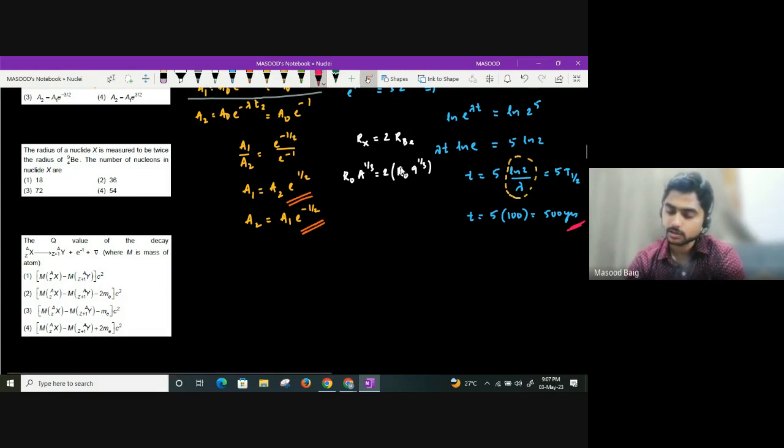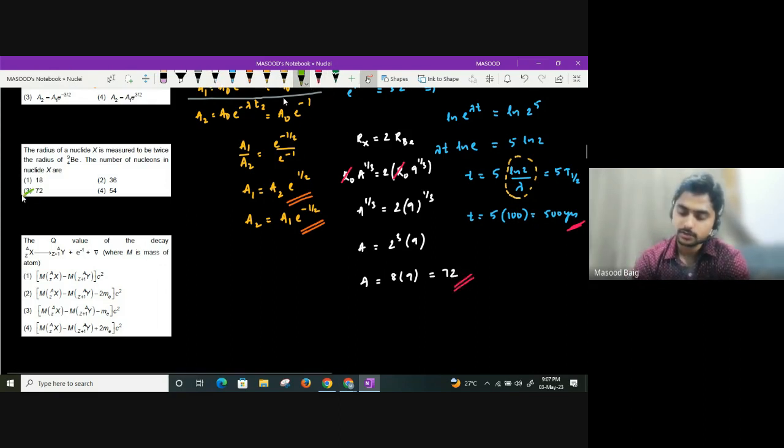So what can we take in this situation? Can I cancel out R0 value? Yes. So what are we going to get? A^(1/3) value will be 2 into 9^(1/3). If I cube it on both sides, I will get A value as 2 cube into 9. So A value will be 8 into 9. So the number of nucleons present with the nuclide X will be how much, guys? They are going to be 72. Clear? Very important formula: the average radius of a nucleus will be R0 A^(1/3).